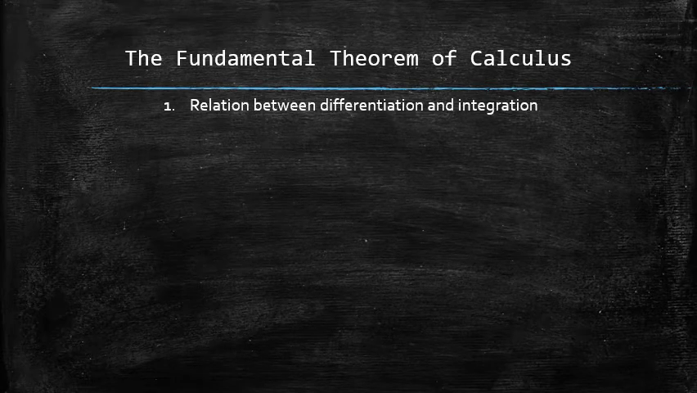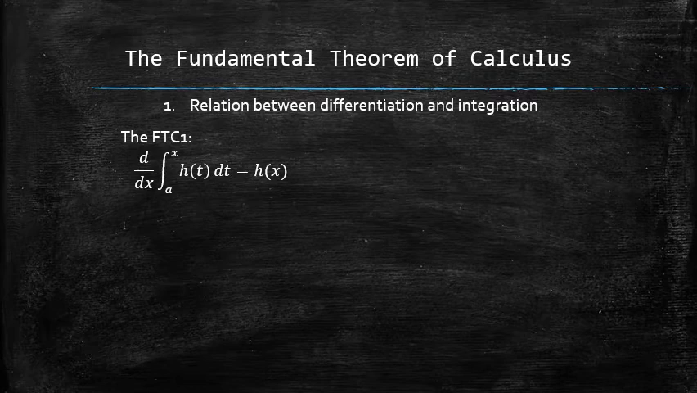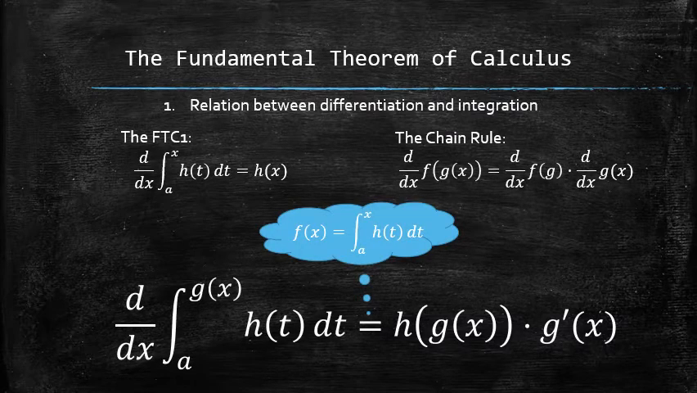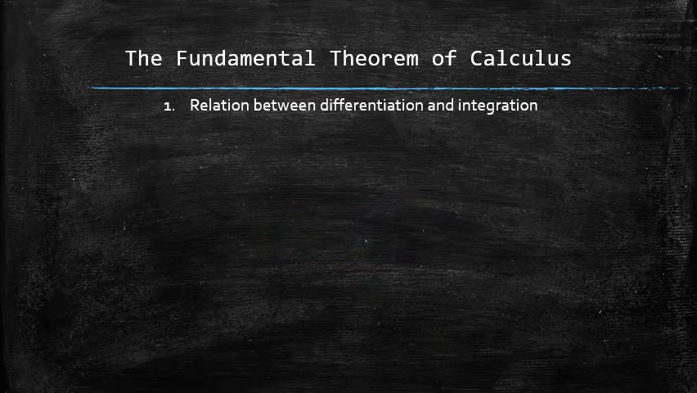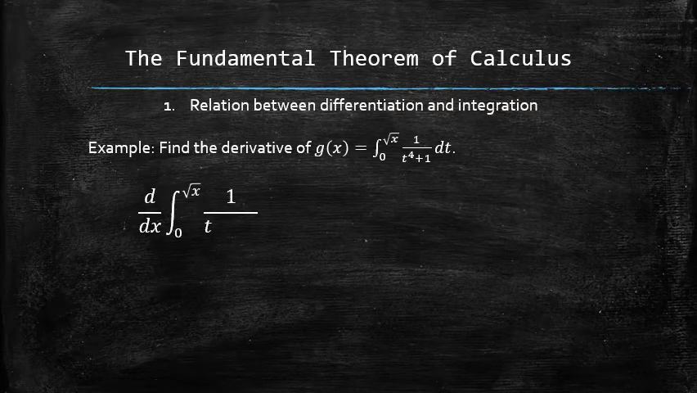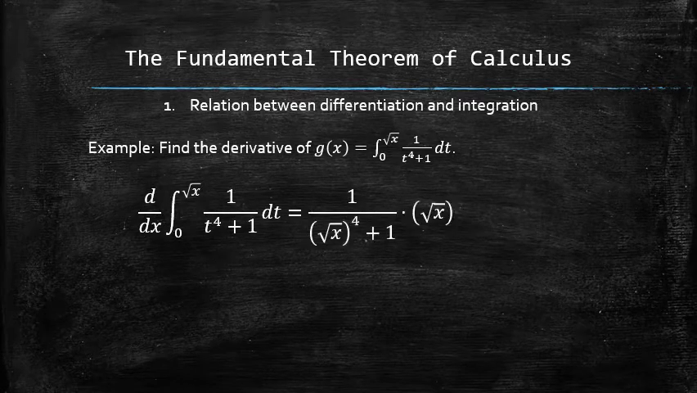Now we can merge the first statement of the fundamental theorem of calculus and the chain rule to create the following rule. Let's find the derivative of g by applying the fundamental theorem of calculus and the chain rule together. We plug in the square root of x into the integrand and multiply by the derivative of the square root.